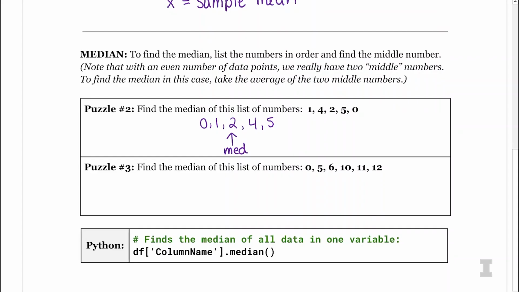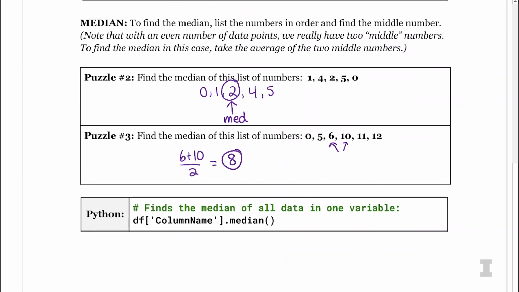So the next puzzle I have here actually has a list of 6 numbers, and these are in order. We have 0, 5, 6, 10, 11, and 12. And so there's technically 2 middle numbers, right? Yeah, we've got 6 and 10 as our middle numbers. So the median in that case would just be the average of those 2 numbers. So 6 plus 10 is 16, divided by 2. So our median would be 8. And with median, we can also use a nice command in Python to find the median. We can just do df.median.